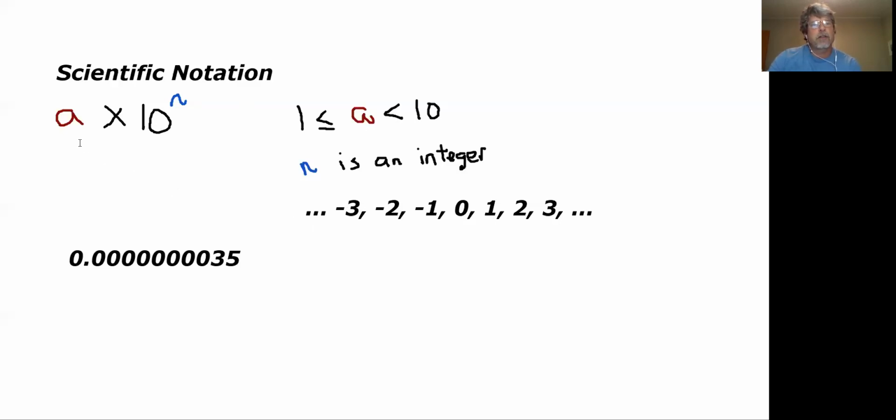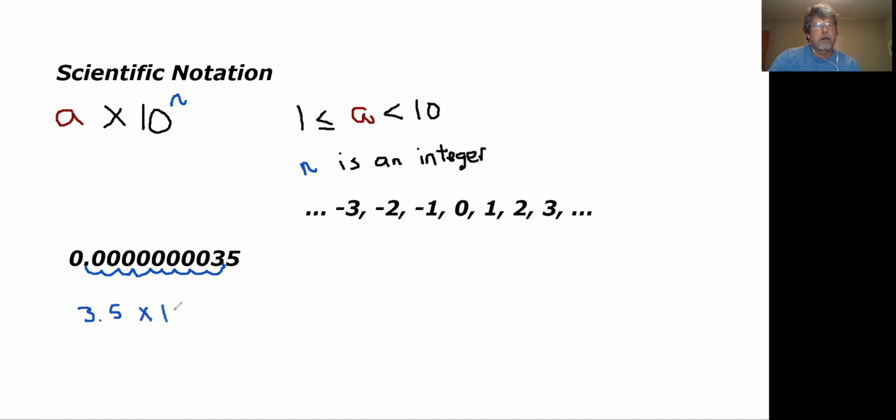So the first thing we have to do is create this A. To make this A, we have to move the decimal to make a number between 1 and 10. Right now the decimal is located over here, so I have to move it 1 place value, 2, 3, 4, 5, 6, 7, 8, 9 place values. That creates a number between 1 and 10, 3.5. So I put that 3.5 down. That's the big thing: you have to move the decimal until you make a number between 1 and 10.